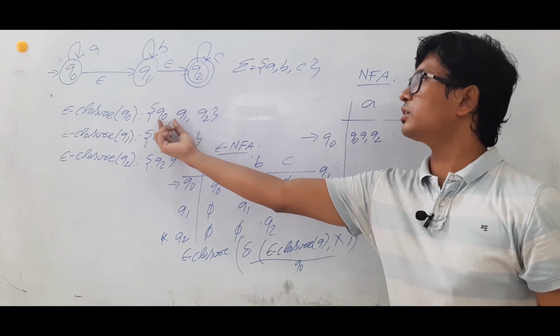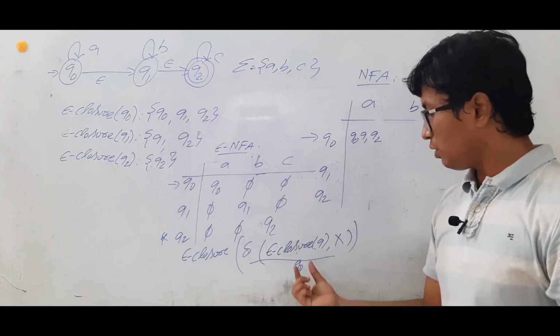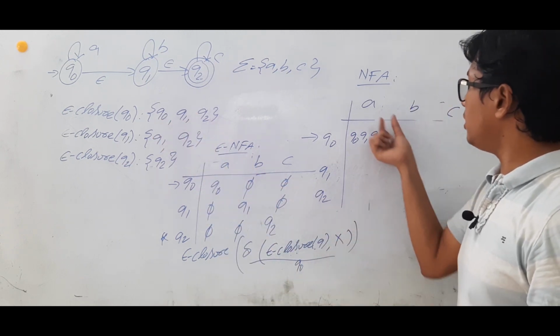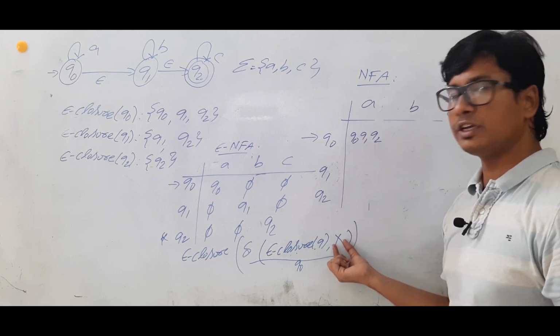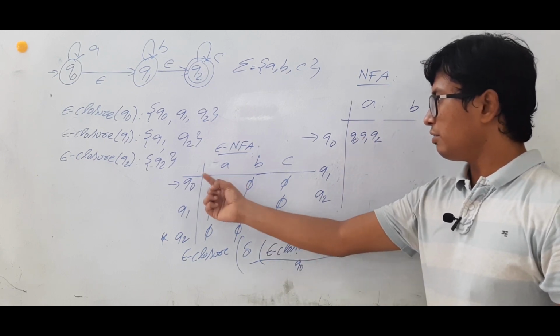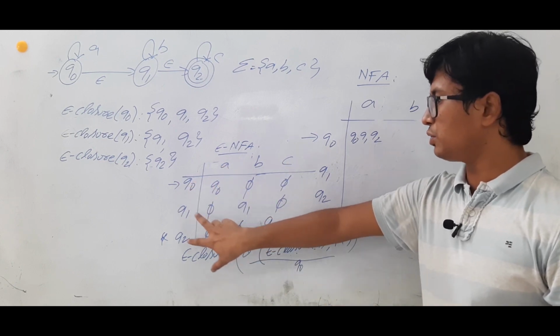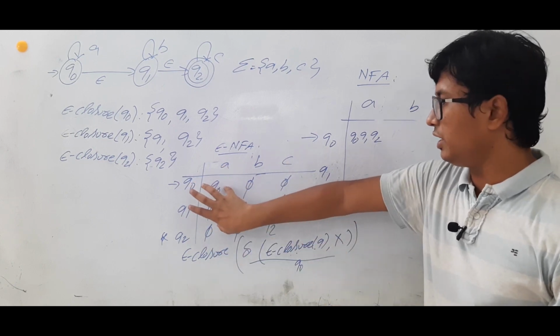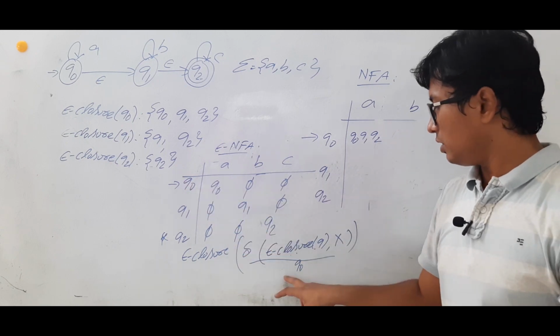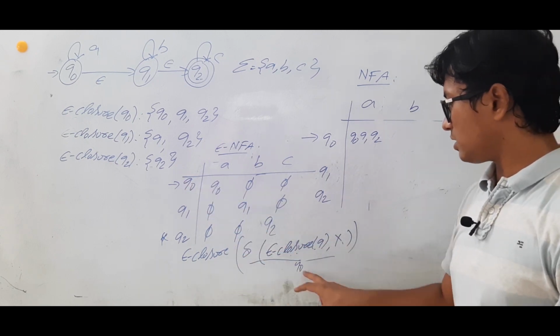Epsilon closure of Q naught is Q naught, Q1, Q2. Q naught, Q1, Q2 on A, where are they going? In place of X, you will keep here A. So, from the epsilon NFA, Q naught on A is going to Q naught, Q1, Q2 on A, they are not going anywhere. If you union them, you will get Q naught.